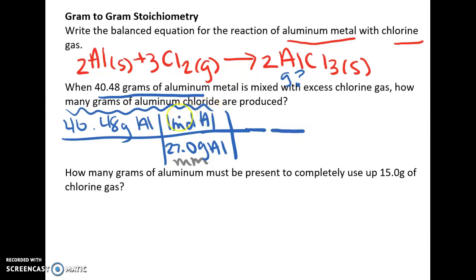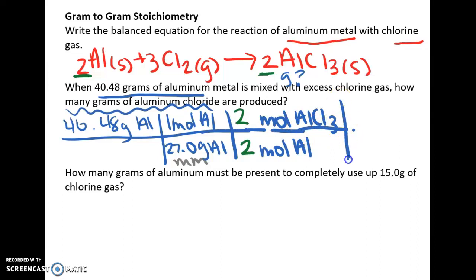So if I have moles of aluminum on top, I have to have moles of aluminum on the bottom. And I'm trying to go to aluminum chloride, so I'm going to put moles of aluminum chloride on top. I'm going to use my coefficients from my balanced chemical equation to do that. That's where that ratio comes from. So in my balanced chemical equation, I have 2 moles of aluminum and 2 moles of aluminum chloride.